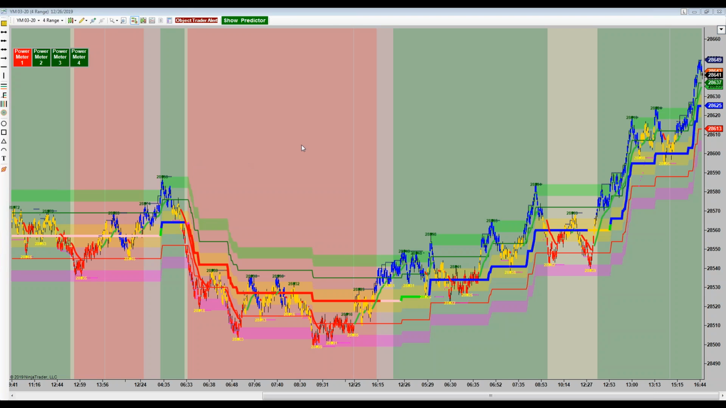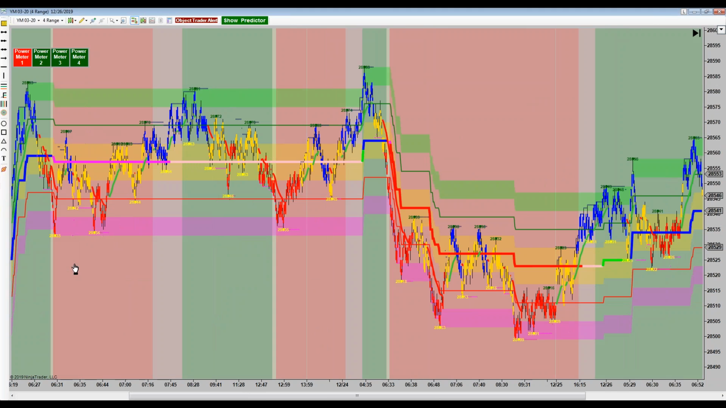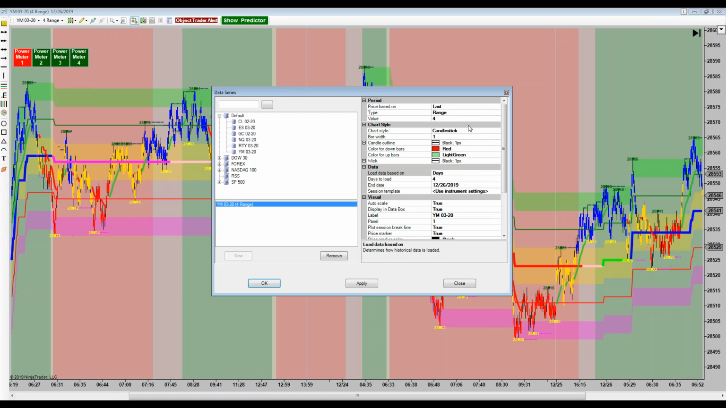Now, for those of you that are on a free trial and visiting here, this might look all completely new to you. Let me get some more data on this chart here. Let's go back like 10 days, 14 days, get some more data on here.